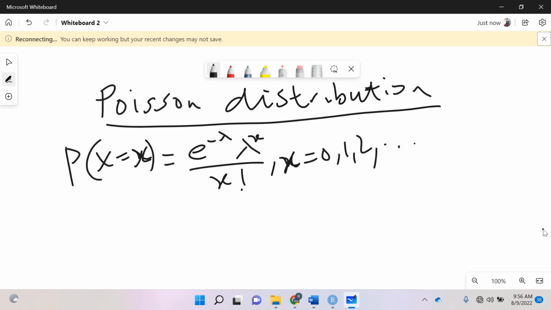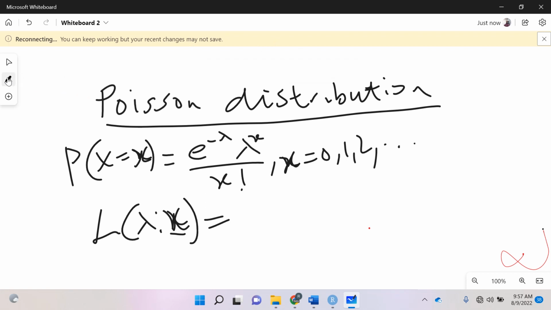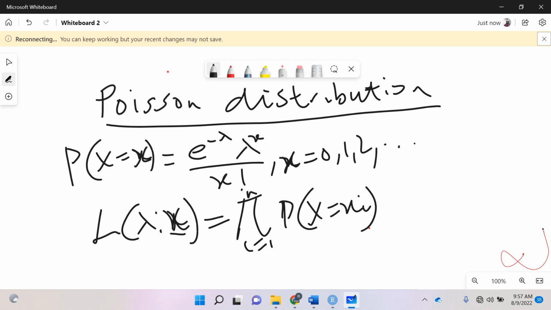And it goes up to what? Up to infinity. Okay. Now, from estimation theory, we know that the log likelihood as a function of lambda on the vector data is equal to the product, i moving from 1 to n, of p of x equal to xi. Now one may ask why n?